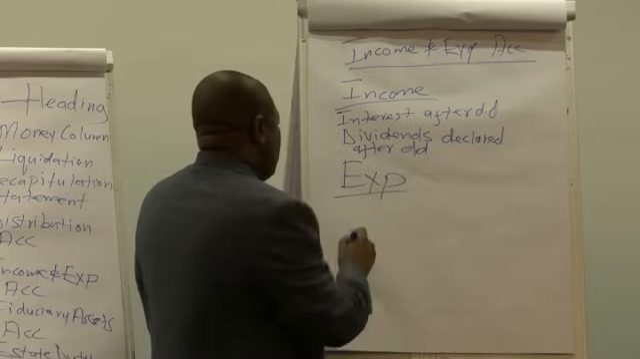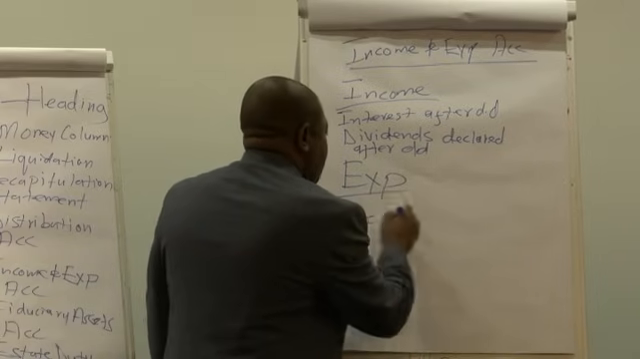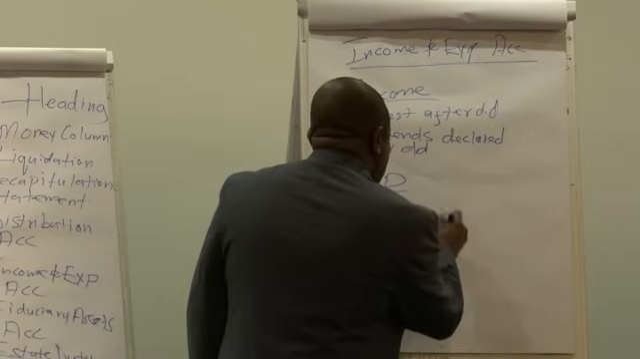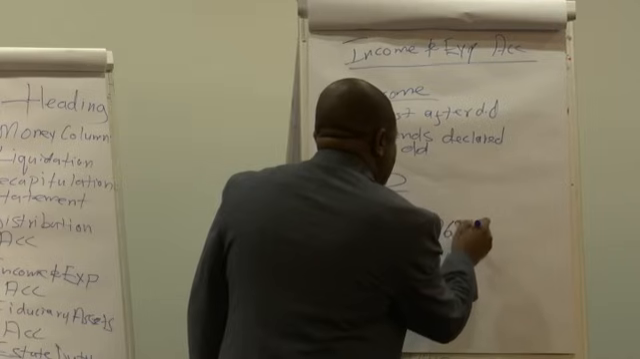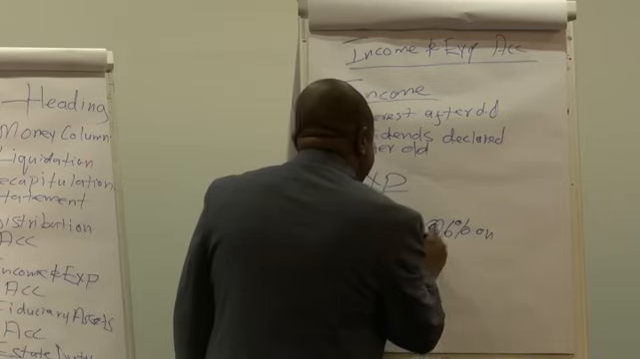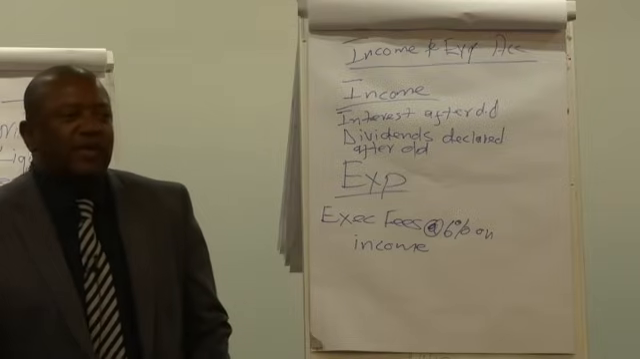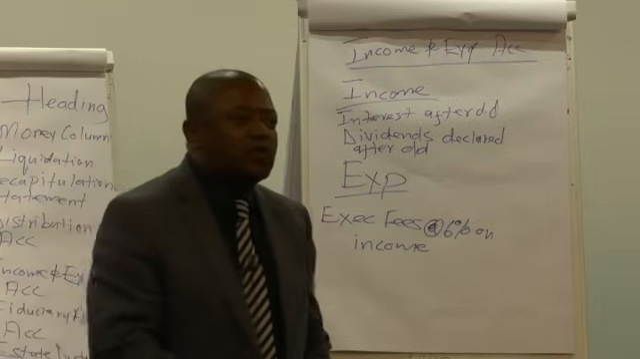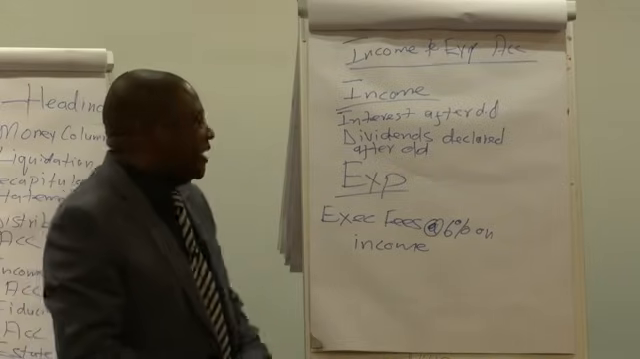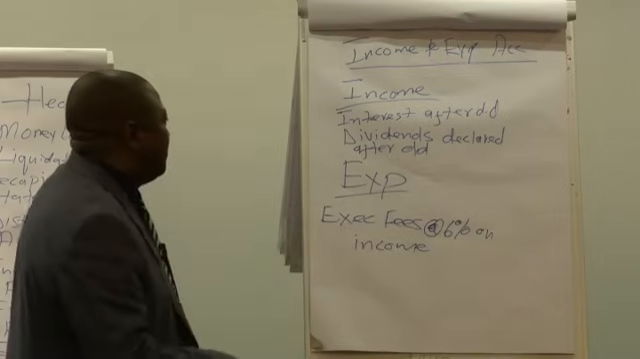Expenditure will be your executor's fees. At what rate? 6% on what? On the income, total income. If the facts say the executor was registered for VAT, that is when we'll also include VAT. Ne? So these are the basics of your income and expenditure account.